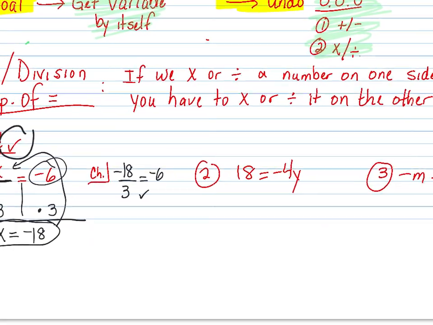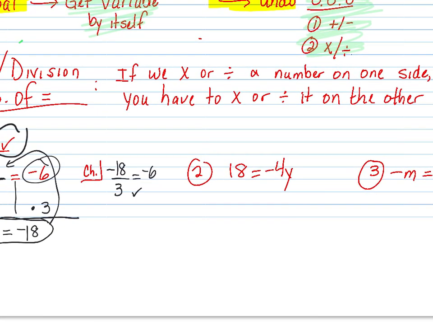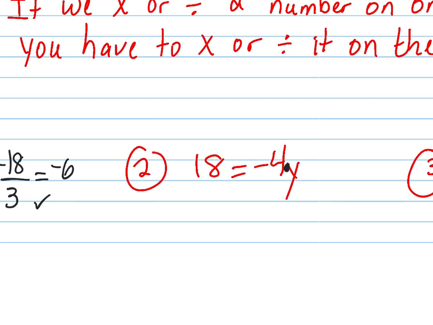Number 2. It says 18 equals negative 4y. What does it mean when negative 4 is sitting next to y, Chase? You can put a little dot in there if you want to. They are multiplying y by negative 4. What undoes multiplication? So put your wall up. I'm going to use a fraction bar to show division. Okay? I'm going to divide by the same number they multiplied by.